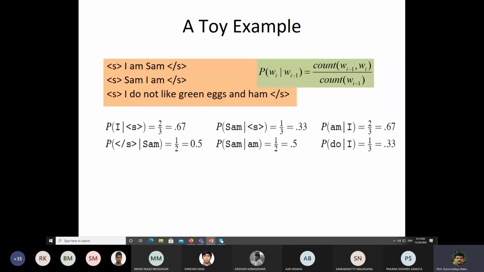I am Sam, I am. Okay. And I am again occurred. Suppose in the third sentence also I am is there. Then I have to take it out of 4 times where I am occurred, or I occurred. So you simply calculate it as am given I. Getting me? Am given I.